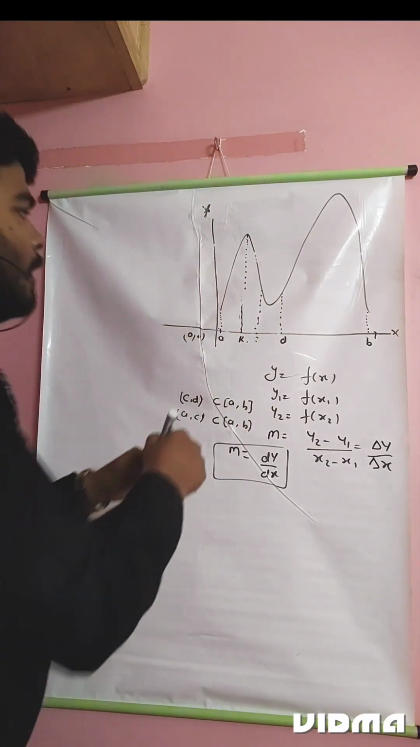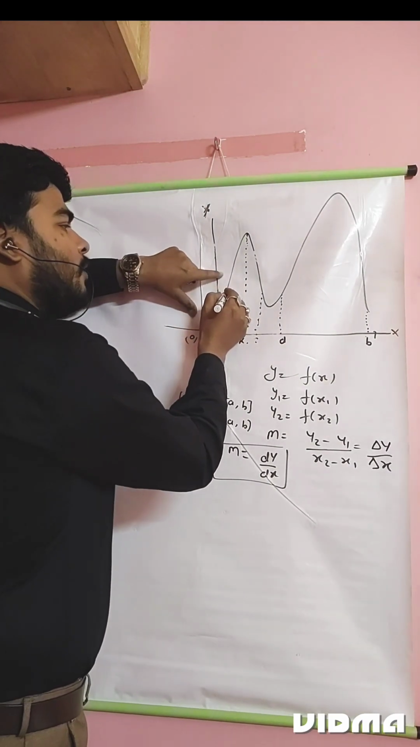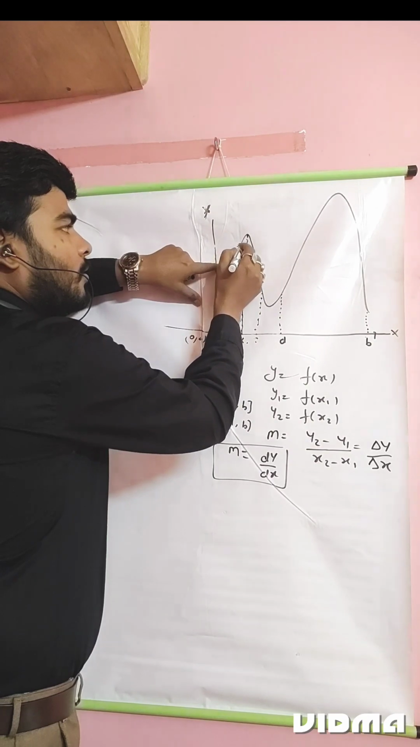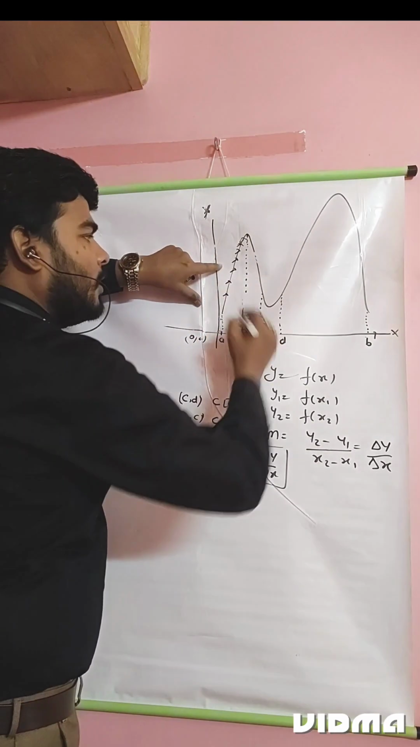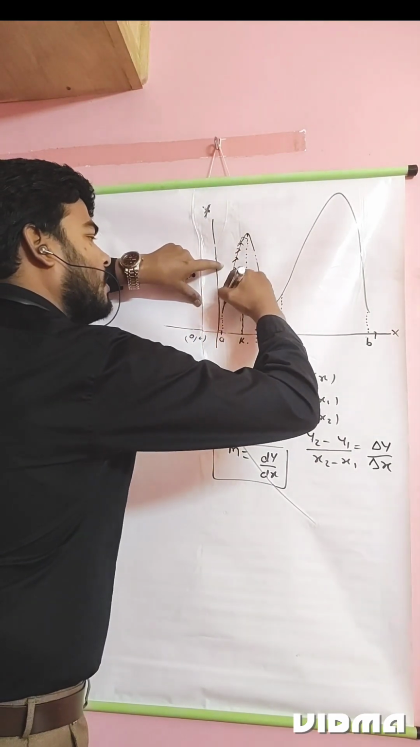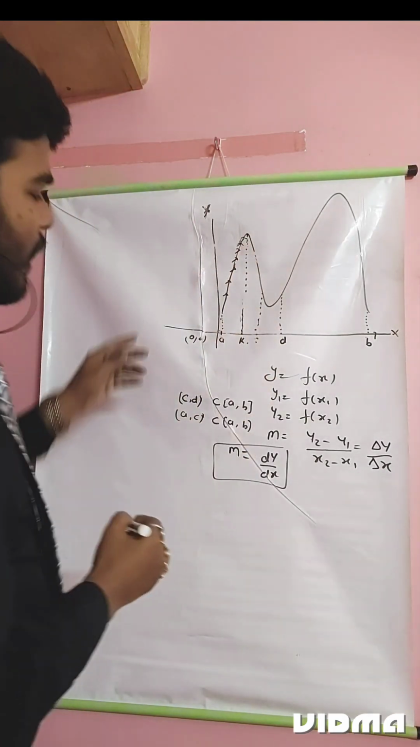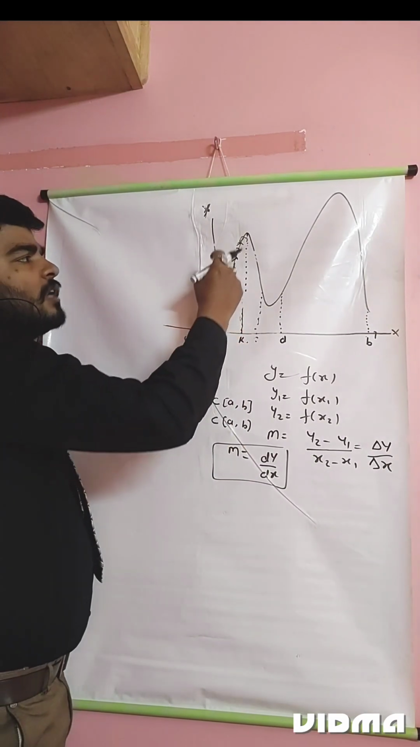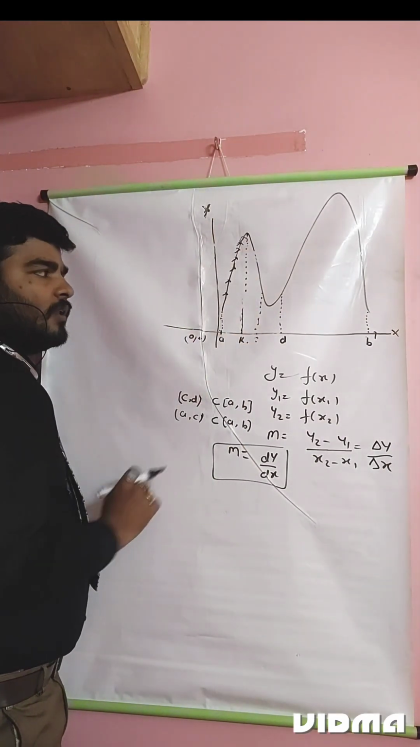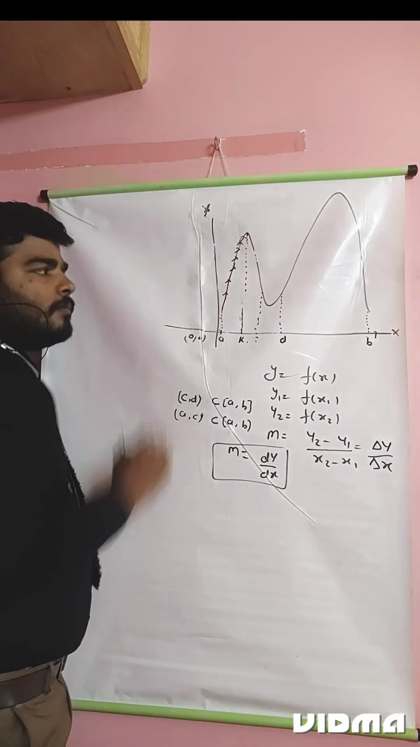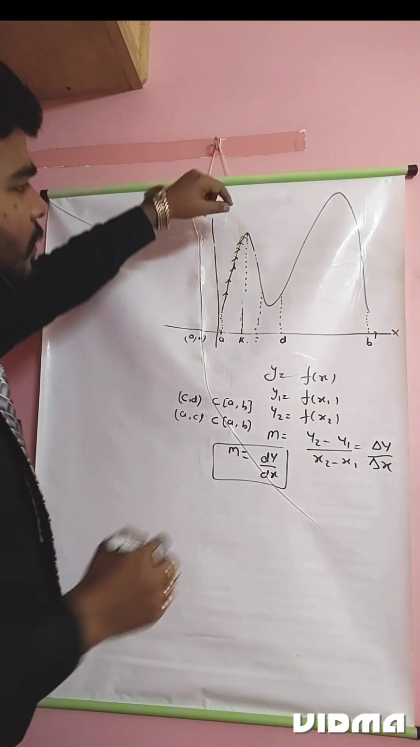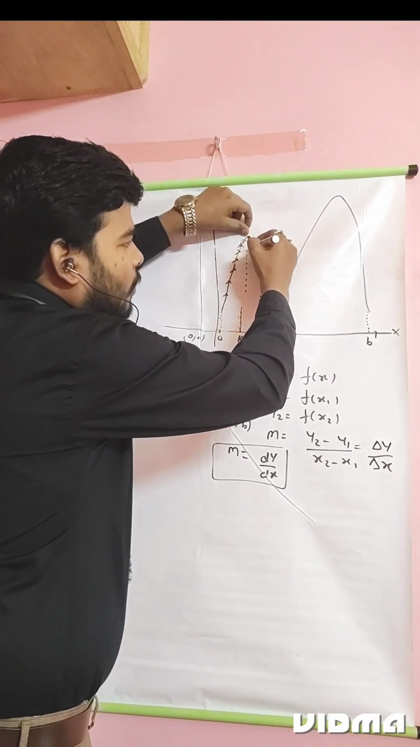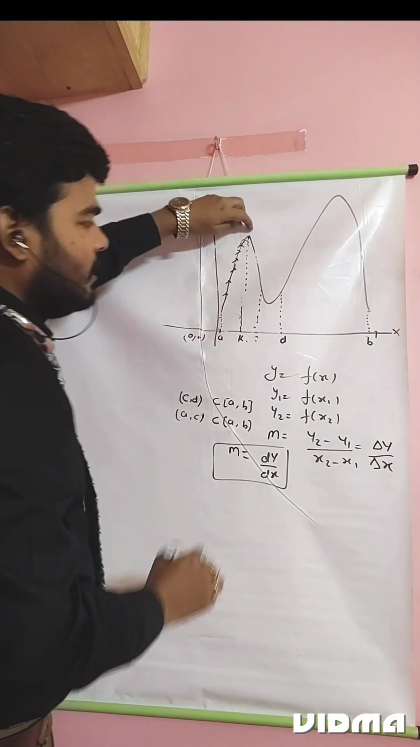You can see it. Before K, the curve is trying to increase. From A to K, the curve is increasing. As the value of x increases, the value of y is also increasing with respect to x. That means the curve is increasing. And after the point K, the curve starts decreasing. At that time, as the value of x increases, the value of y decreases.